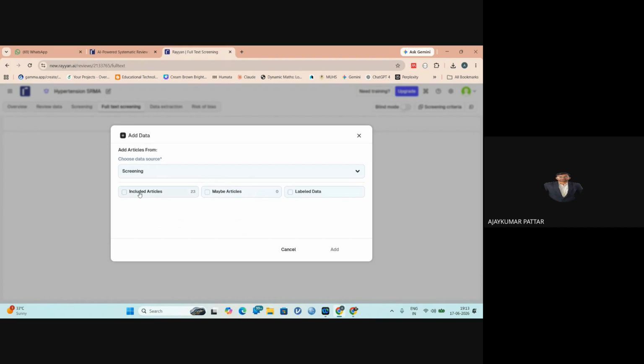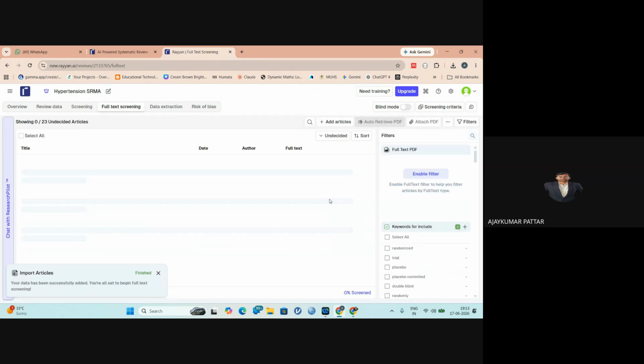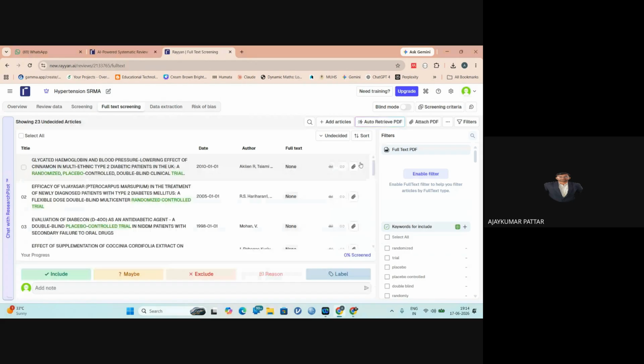So now I will click on include articles, 23, as our final articles. Out of 24, we excluded one paper. That's why our final papers are 23. Then I will click on add. So now Rayyan is importing this list of articles.